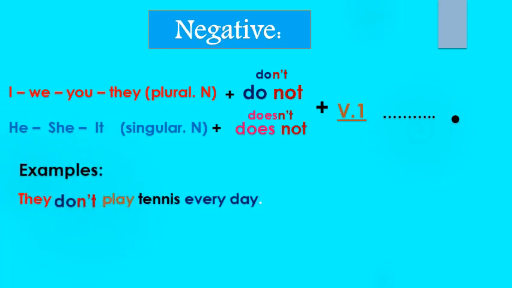Here we have examples. They don't play tennis every day. So here we add don't. Why? Because the subject is plural. Another example. He doesn't play tennis every day. So here we add doesn't. Why? Because the subject is singular. And play is verb 1 without any adding.